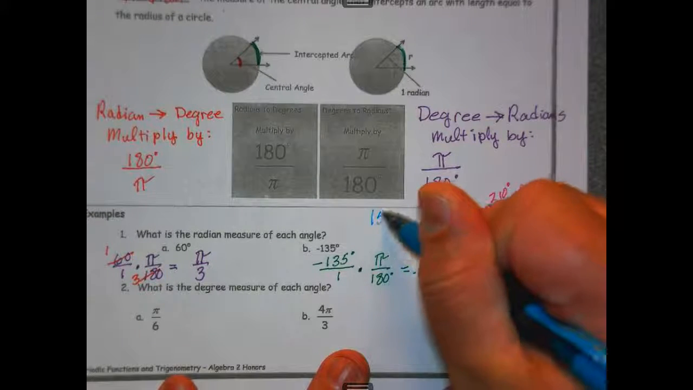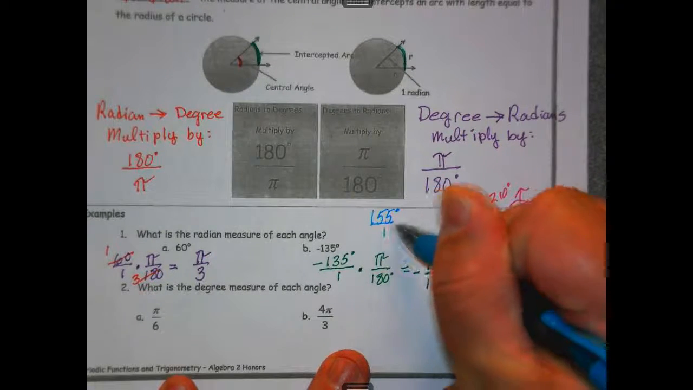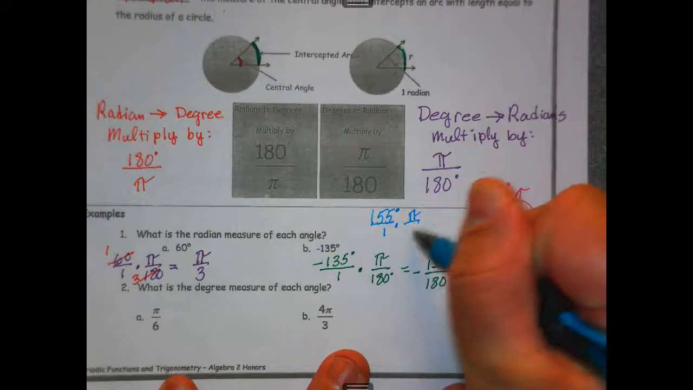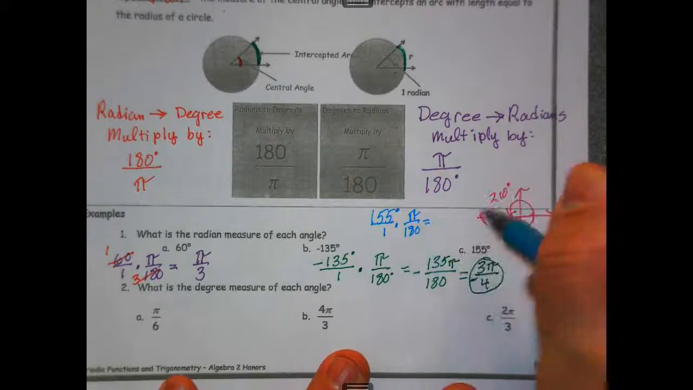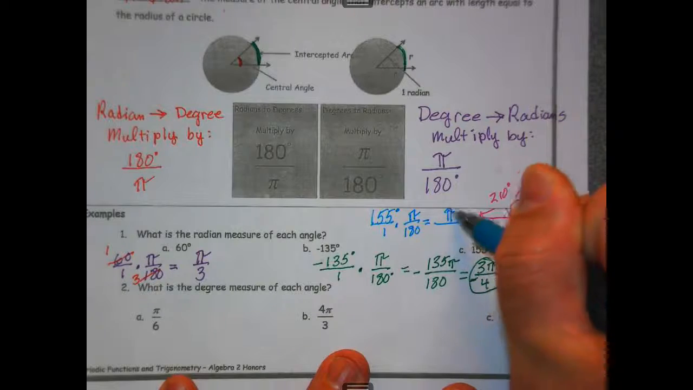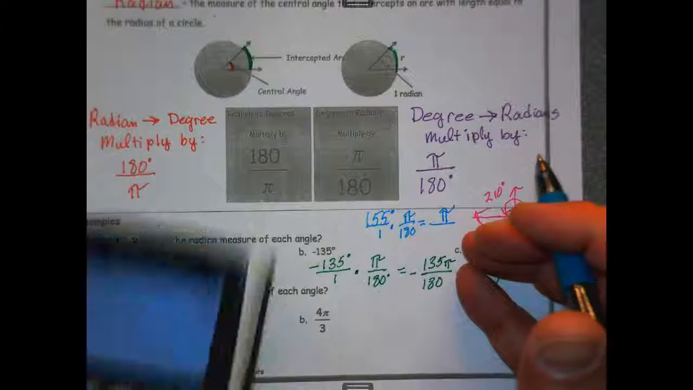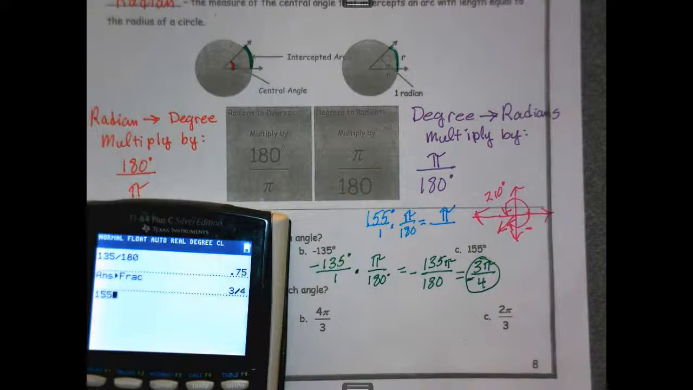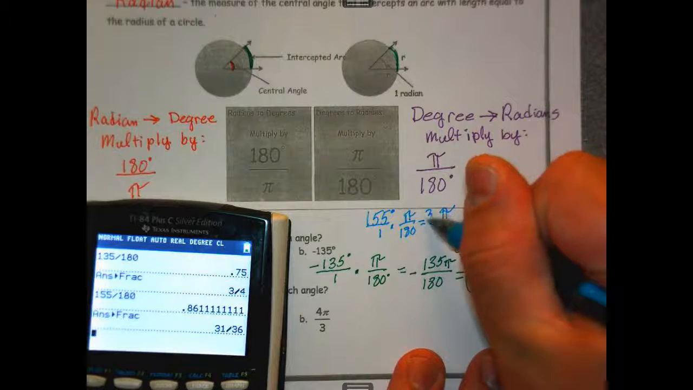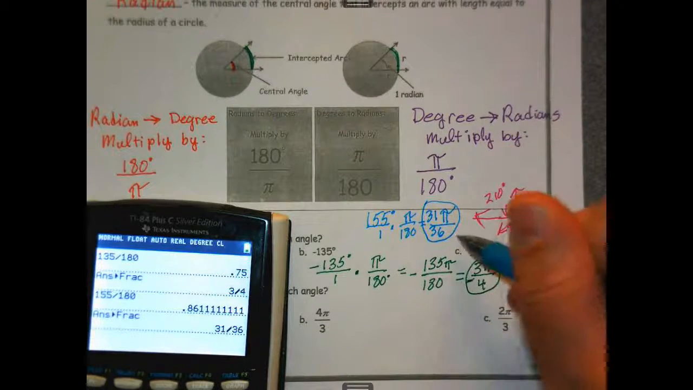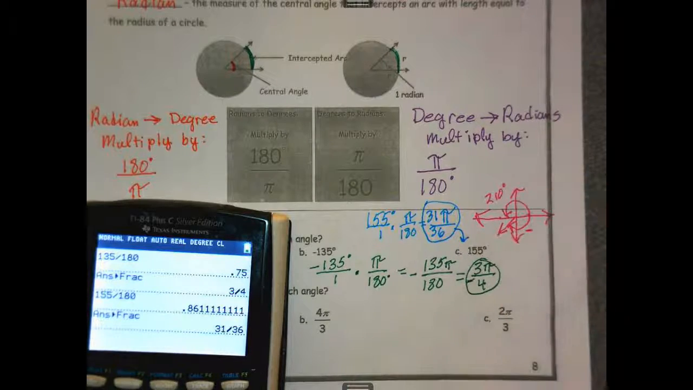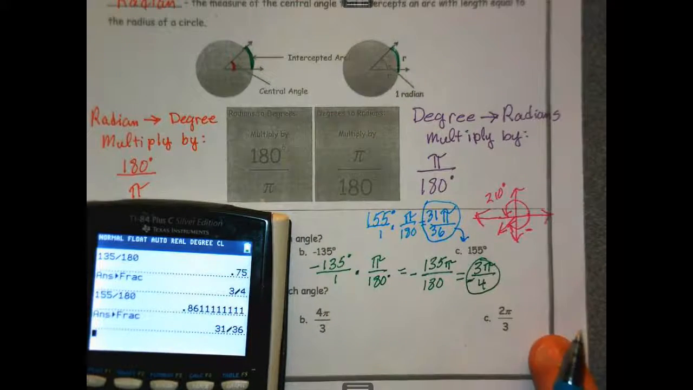I have 155 degrees over 1 times pi over 180. I know I'm going to have pi in the top. Let's see, 155 divided by 180. Enter, math, enter, enter. I get 31, 36.